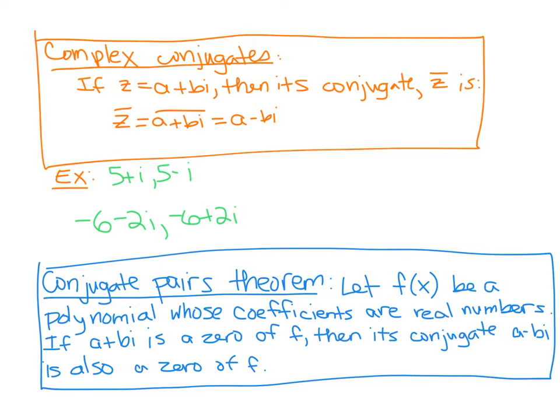So one of the other useful things about knowing complex conjugates involves what's called the conjugate pairs theorem. Basically what it says is that if you have a polynomial and you have a complex number that's a 0 of that polynomial, then the conjugate of the complex number is also a 0. So let's do a few examples of those.